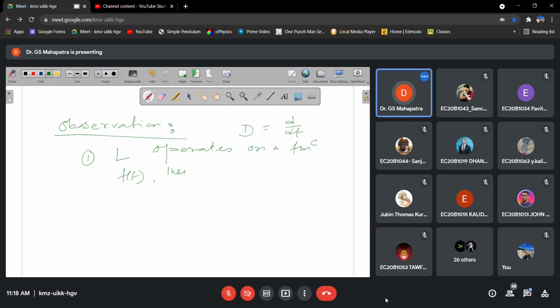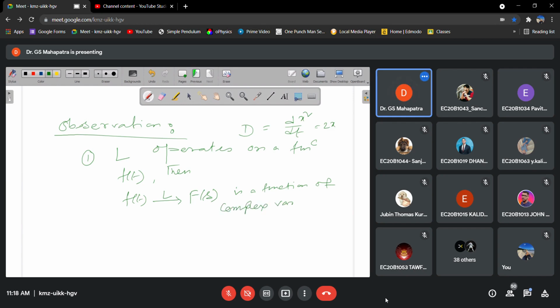Like here, if we apply d to f of x equals x square, you can immediately write twice x. Correct. Then what will the Laplace transform operation be? When it operates on f of t, it changes to F of s. So this operation transforms f of t into F of s, a function of a complex variable.